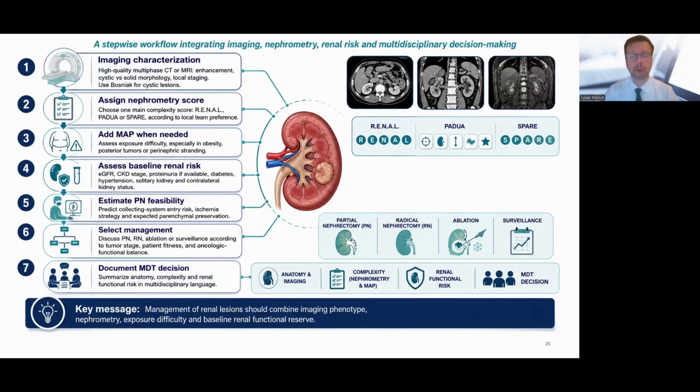On the slide, the proposed algorithm summarizes the practical workflow using the nephrometric scores. First, we should characterize the mass on multiphase CT or MRI, then assess the main nephrometric score, and we may also use the MAP classification if needed, then assess the renal risk, estimate the partial nephrectomy feasibility, and document the multidisciplinary team decision using the anatomy plus renal function.